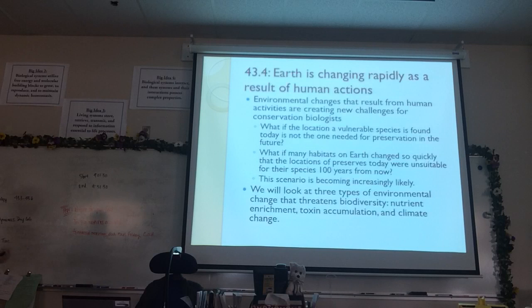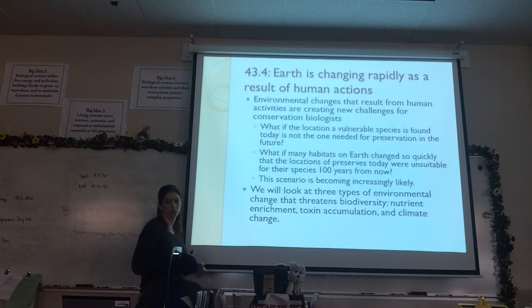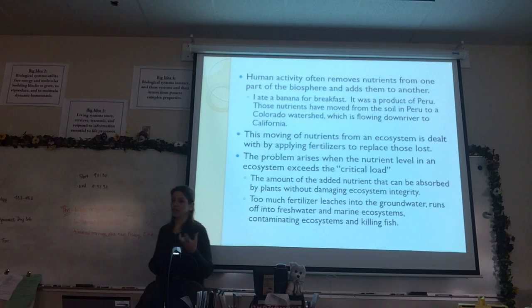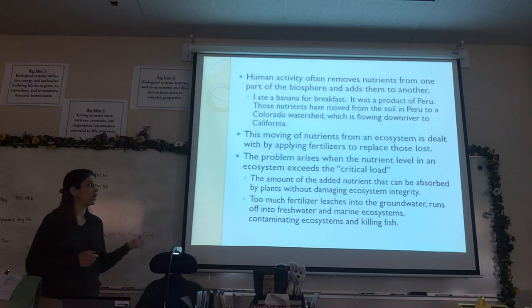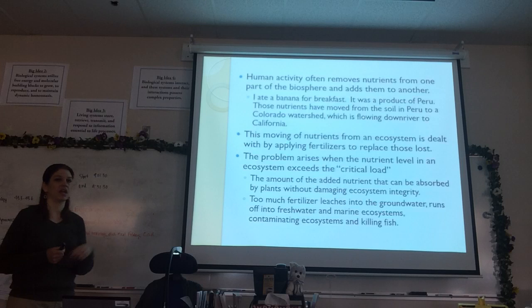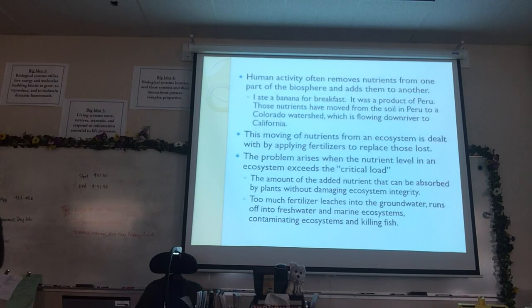So we're going to look at 3 types of environmental change that threaten biodiversity: nutrient enrichment, toxin accumulation, and climate change. Human activity, we talked about this when I talked about my banana a few classes ago, and I said my banana came from Peru. I ate it for breakfast. The nutrients in that banana came from the dirt in Peru, and the nutrients in that banana are going to be deposited in the watersheds of Colorado. So we're moving these nutrients around the globe simply because we have a global economy where food is grown in one place and transported to another location.